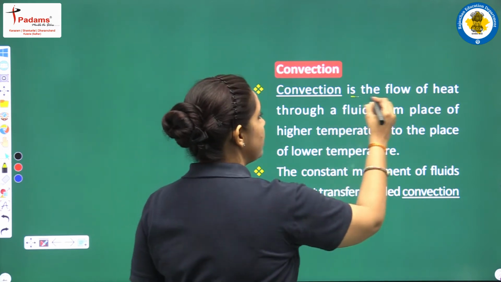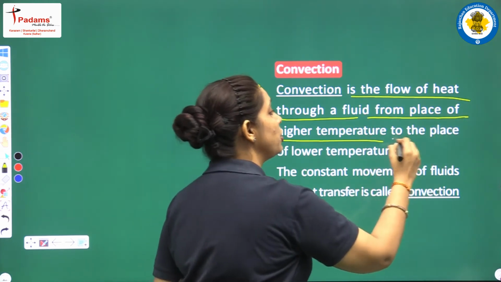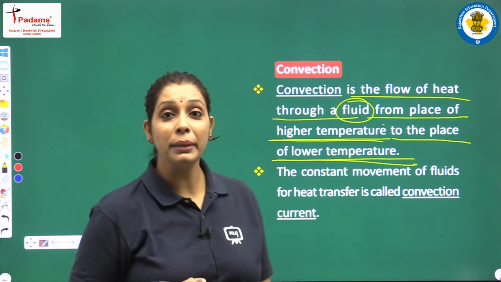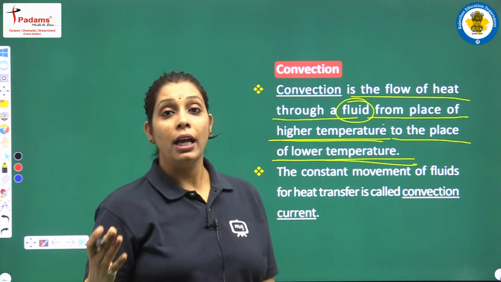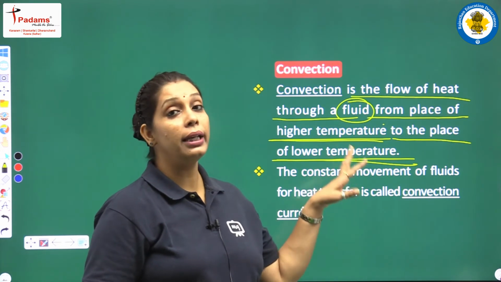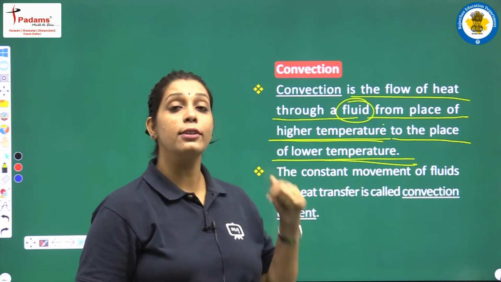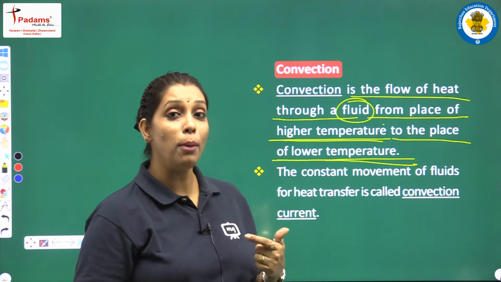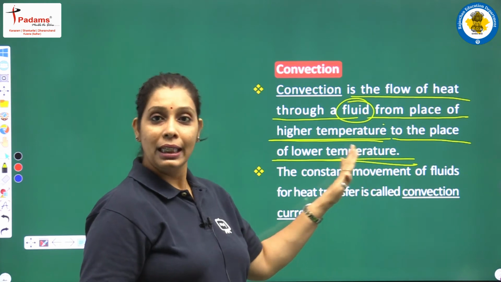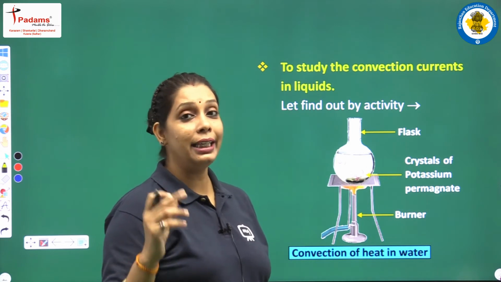Beta, convection is the flow of heat through a fluid from a place of higher temperature to a lower temperature. Okay, and students, fluid means liquid and gases. Fine, we are including gases and liquids in fluids. Okay class, so what is convection? Convection means the flow of heat through fluids from a place of higher temperature to the place of lower temperature. Is it clear everybody?